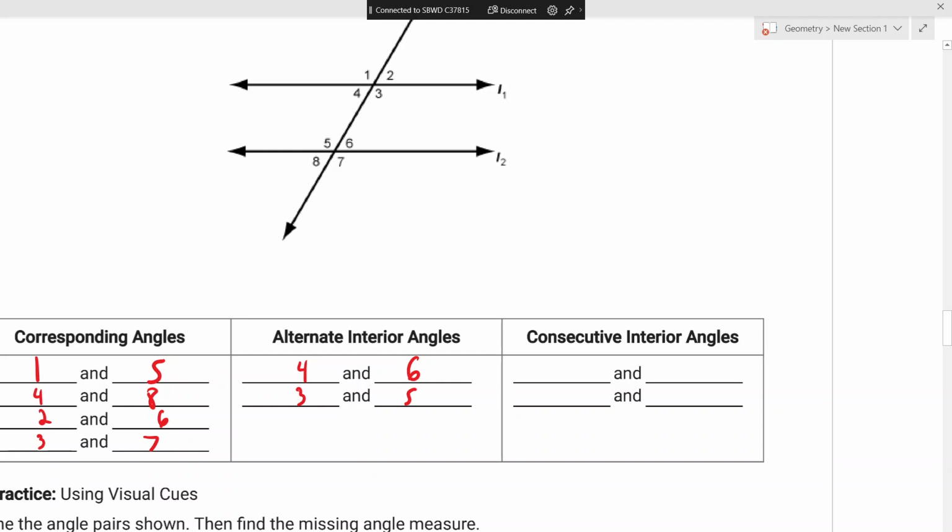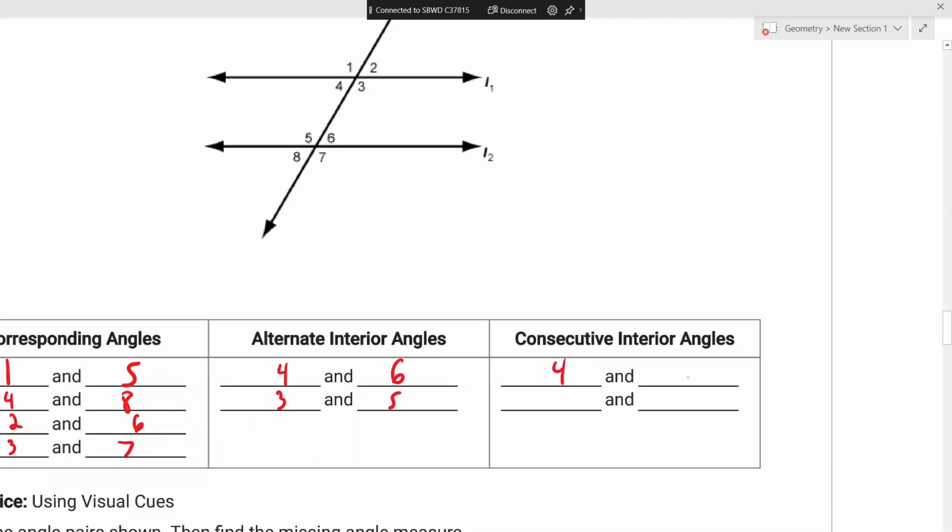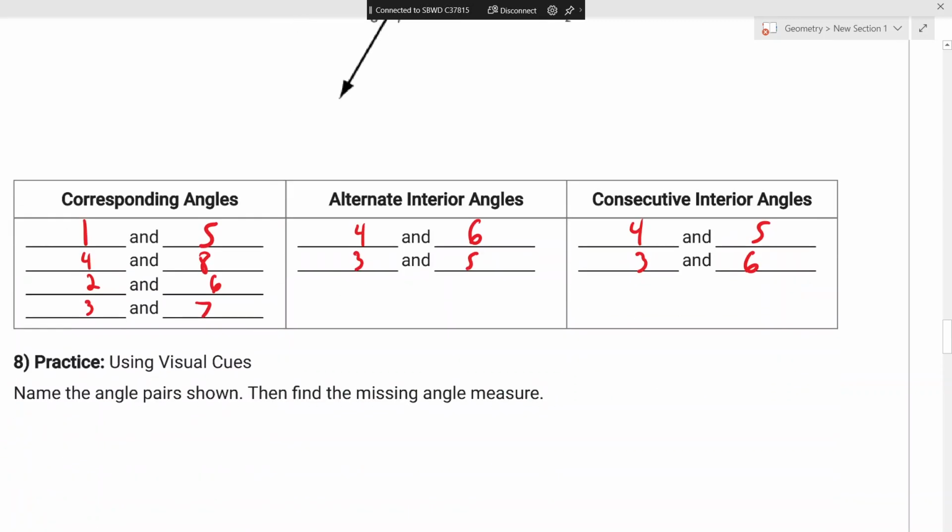Hey, Cheyenne, what are consecutive interior? Again, here's the interior. Consecutive means they're on the same side. Yeah, they're inside, but they're on the same side of that line. So which ones? 4 and 5, and there you go. Thank you. Y'all are crushing it. Cool.